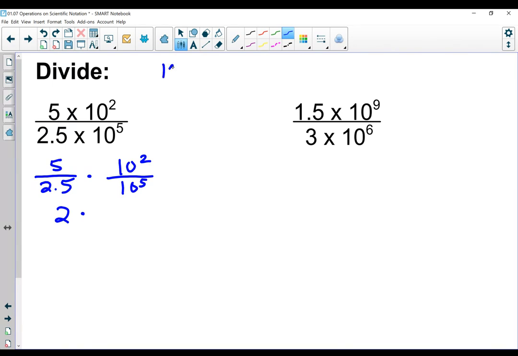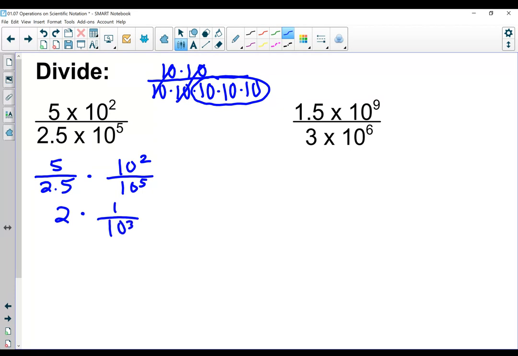So 10 squared really means 10 times 10. 10 to the 5th means I have 5 tens. So we can take away 2 of those factors because 10 divided by 10 is just a 1. I'm left with 10 times 10 times 10. So I have 3 factors of 10, and they're in the denominator. So remember, if I want to get them out of the denominator, because I can't write this as times 1 over 10 to the 3rd. That's just not scientific notation. If I want to get that out of the denominator, I need to change the sign on the exponent. So this will be 2 times 10 to the negative 3rd.